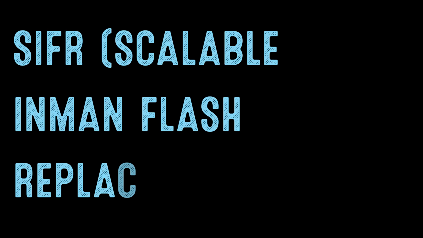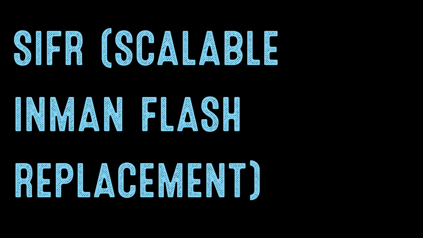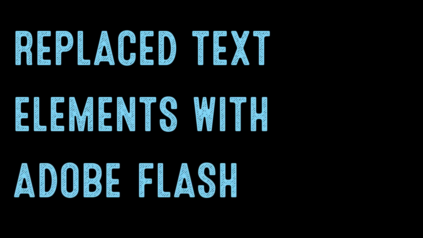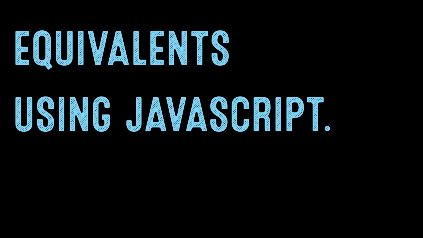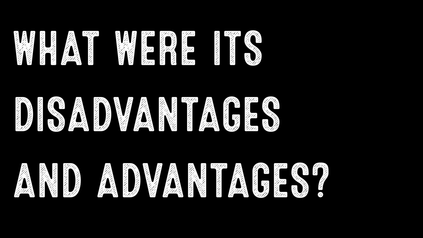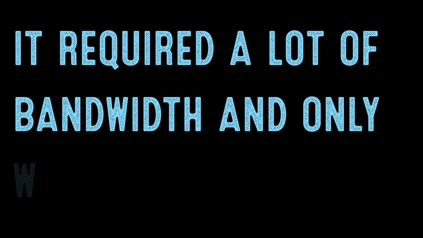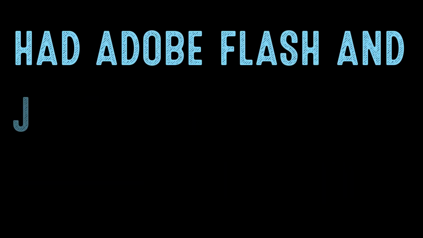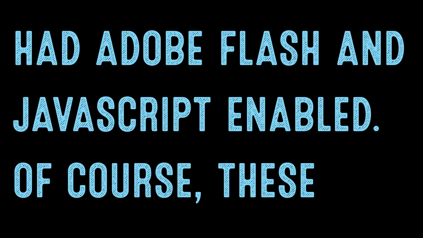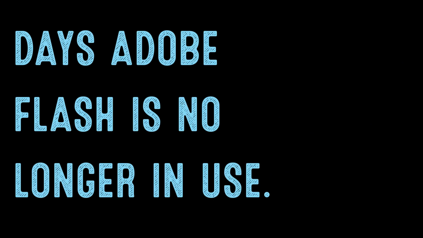What was sIFR? sIFR, or Scalable Inman Flash Replacement, replaced the text elements with Adobe Flash equivalents using JavaScript. What were its disadvantages and advantages? While it improved on image replacement because the text was selectable and it was accessible, it required a lot of bandwidth and only worked if the user had Adobe Flash and JavaScript enabled. Of course, these days Adobe Flash is no longer in use.